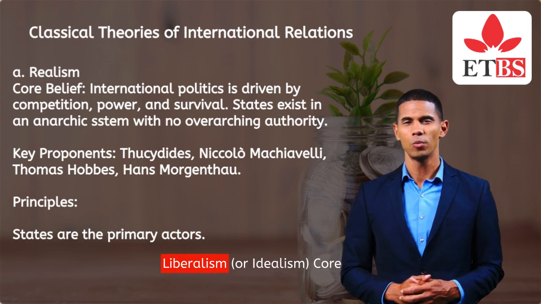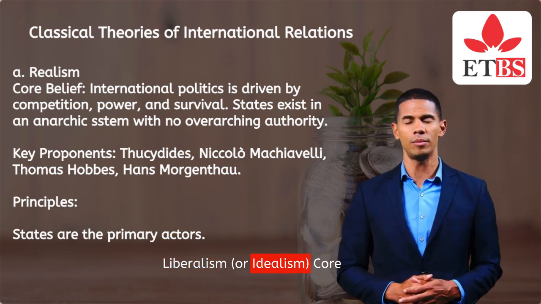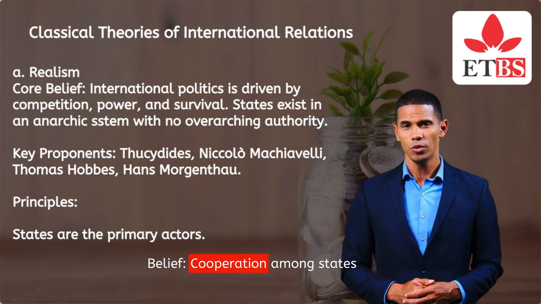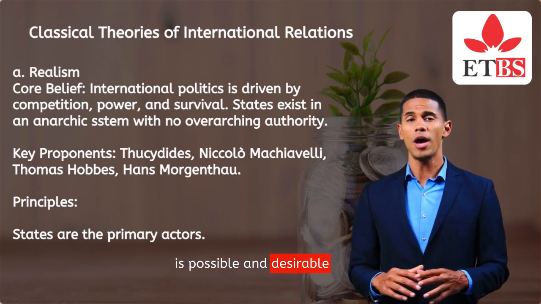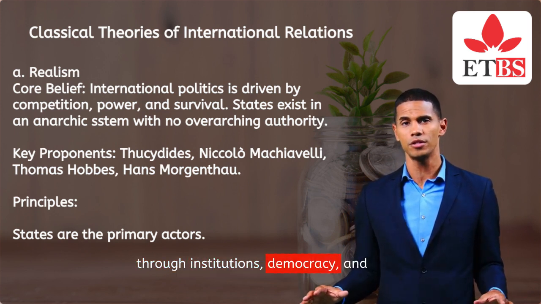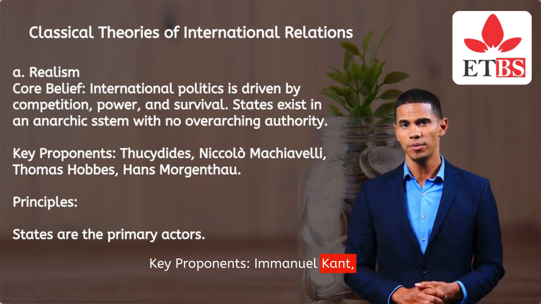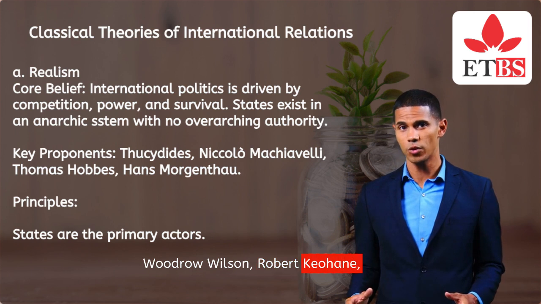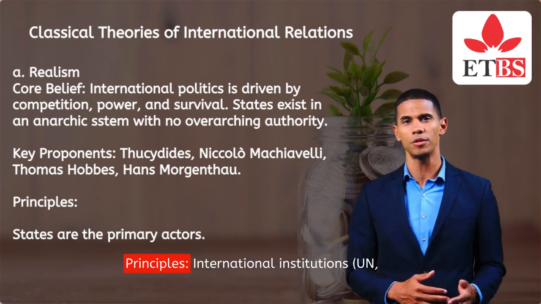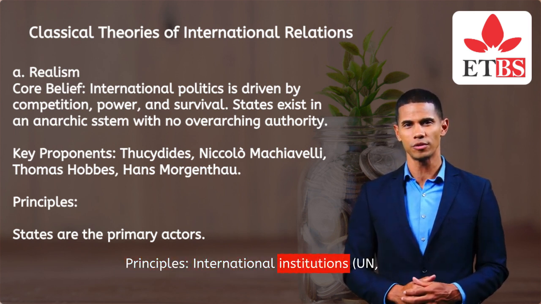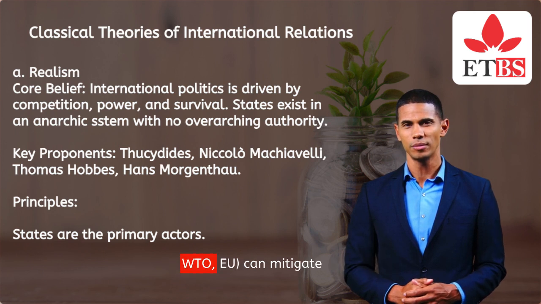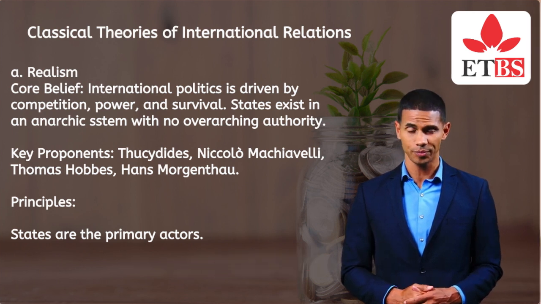B. Liberalism or idealism. Core belief. Cooperation among states is possible and desirable through institutions, democracy, and interdependence. Key proponents: Immanuel Kant, Woodrow Wilson, Robert Keohane, Joseph Nye. Principles. International institutions, UN, WTO, EU, can mitigate anarchy.